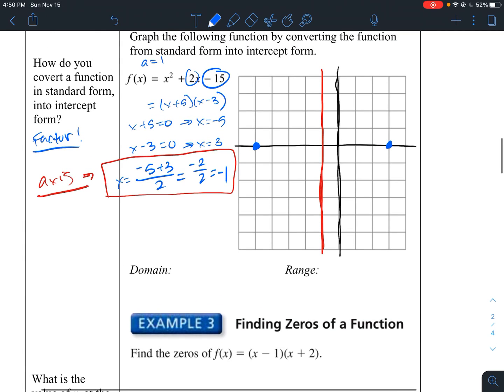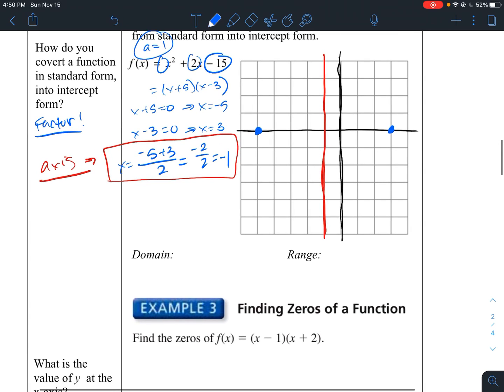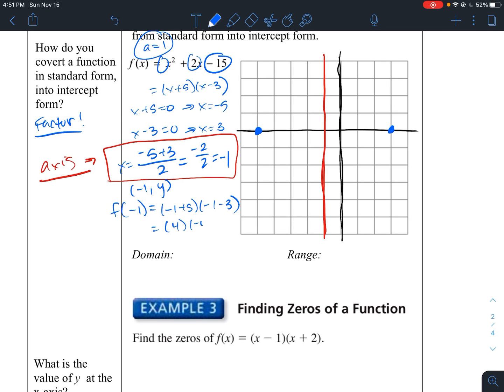So do we have a max or a min? Well, A is positive, so that means we're going to have a minimum value, so this is going to be open upward. We know the x value, so we just need to find the y value. So we plug negative 1 into the function: negative 1 plus 5 times negative 1 minus 3. This is equal to 4 times negative 4, so it's equal to negative 16. So our graph will be down at negative 16.